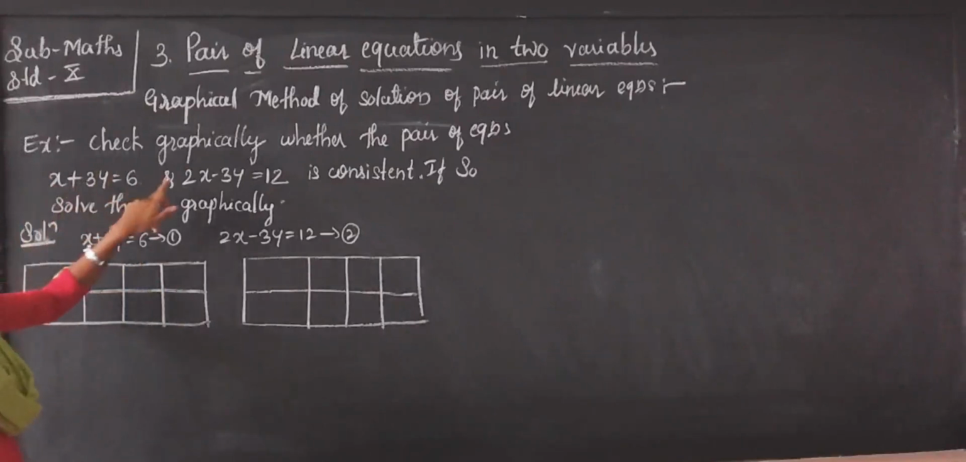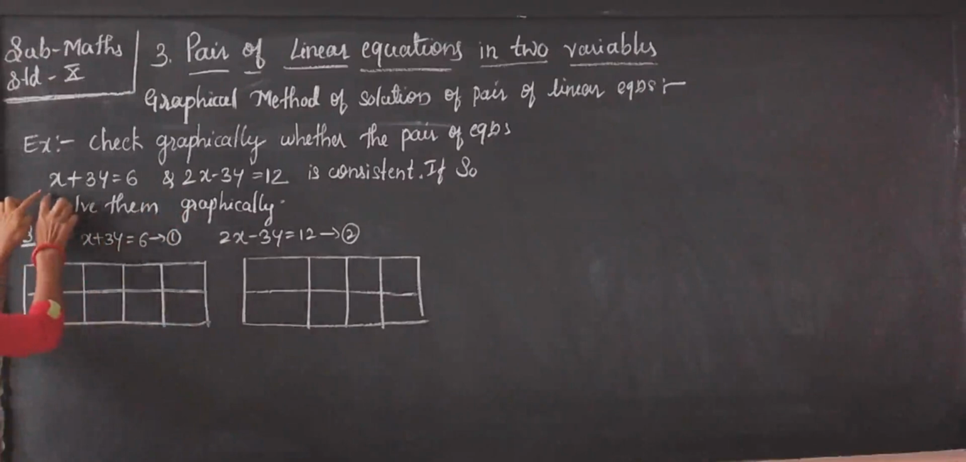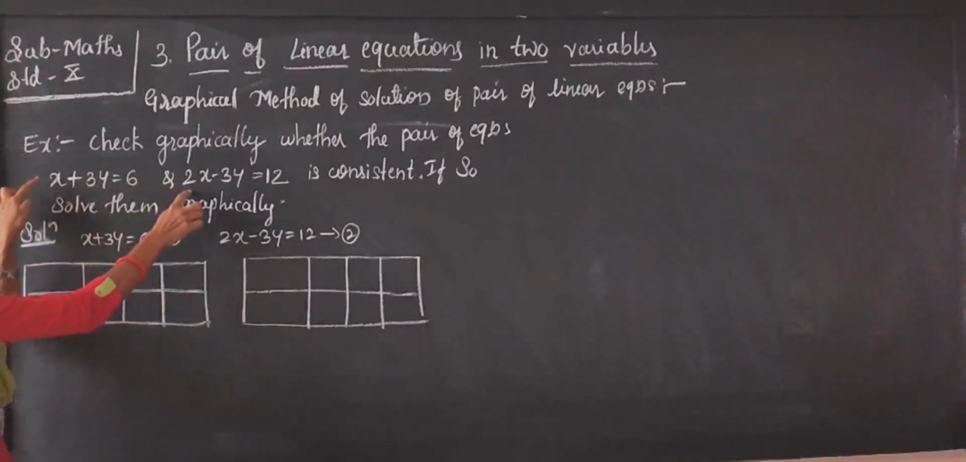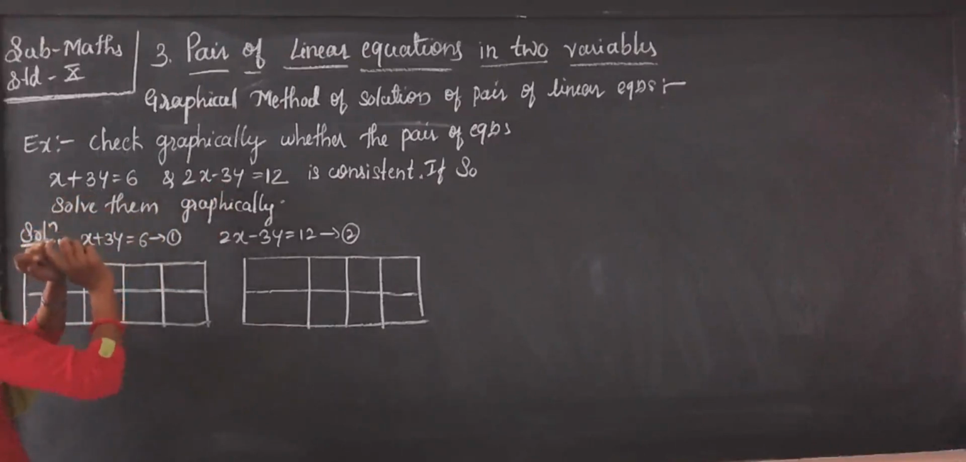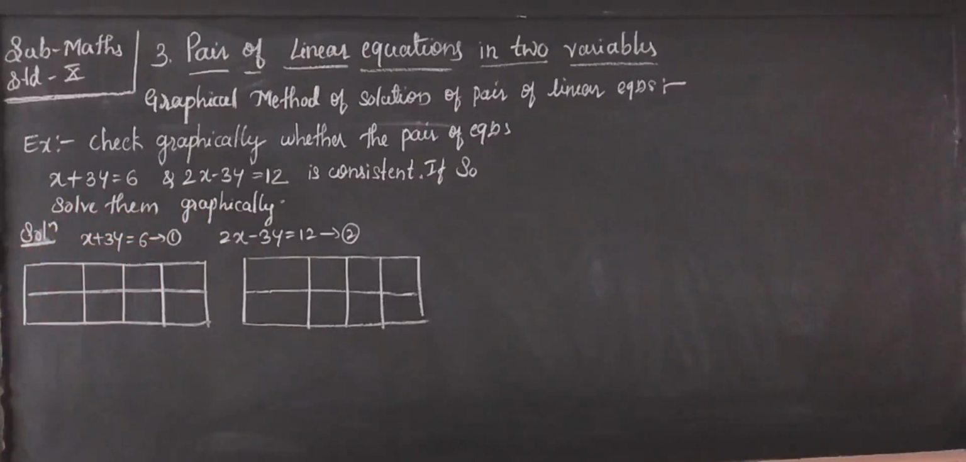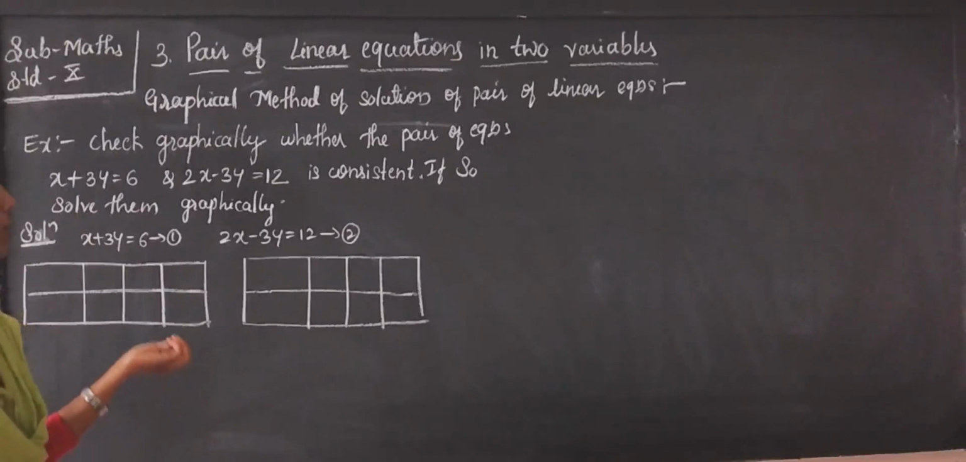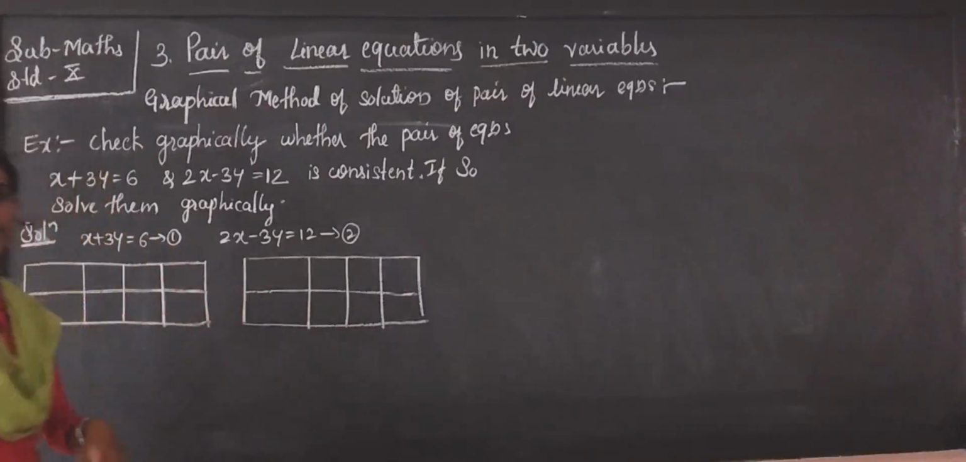To check the consistency here, we can take a1 by a2. a1 is 1, a2 is 2, so a1 by a2 is 1 by 2. b1 by b2 is 3 by 3, that is equal to 1. If it has at least one common solution, then it is consistent. If it has many solutions, that is also consistent. If it does not have any solutions, then it is inconsistent. So we'll solve this graphically.